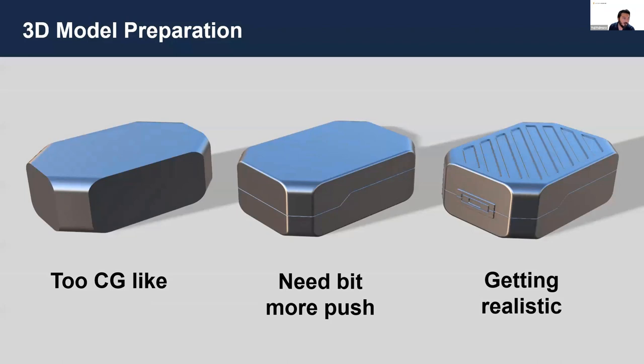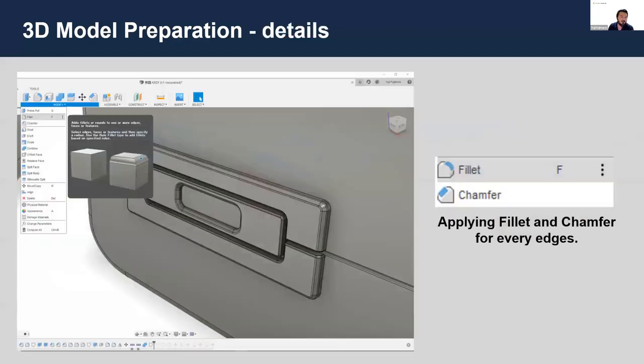And this is the one where I took the data to the rendering environment. Still no materials or fancy environments, anything like that. But it's already clear that the left one is kind of old school computer graphics, super sharp edges. The one in the middle needs a bit more push. This third one is getting realistic, obviously. So adding fillets on every little corner really increases the realism.